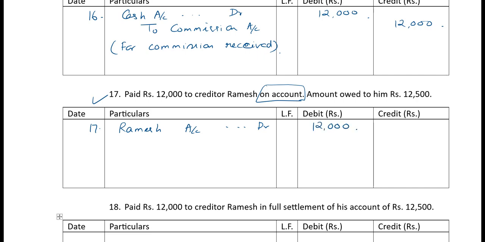The other account involved is cash account. Cash is an asset. There is a decrease in cash. So we credit cash account with 12,000 rupees for amount paid to Ramesh.